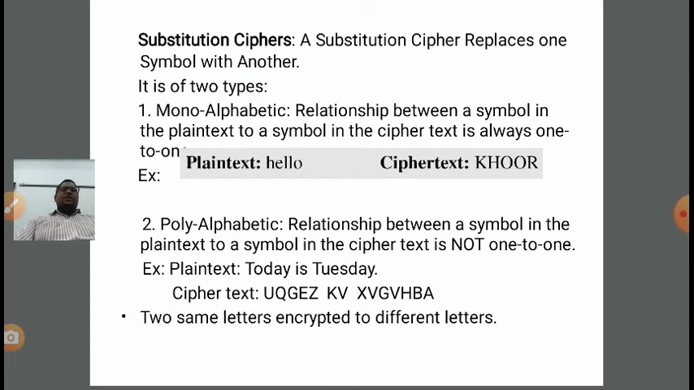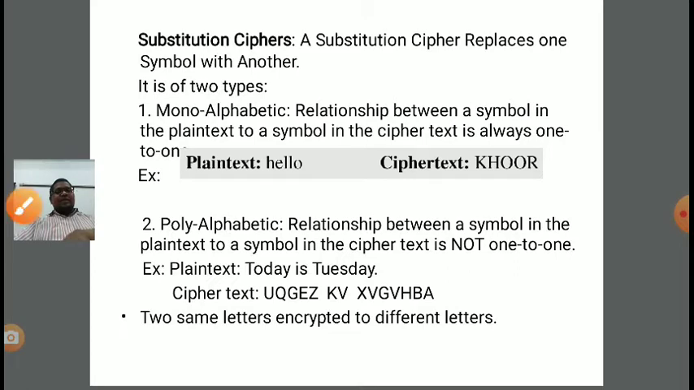The meaning of this is, suppose in plain text we have the alphabet A, then A has a one-to-one relationship with the corresponding alphabet in the ciphertext. Now suppose after three or four alphabets, A comes again; it will be replaced by the same alphabet by which the previous A was replaced. So the relationship is one to one in a monoalphabetic cipher.